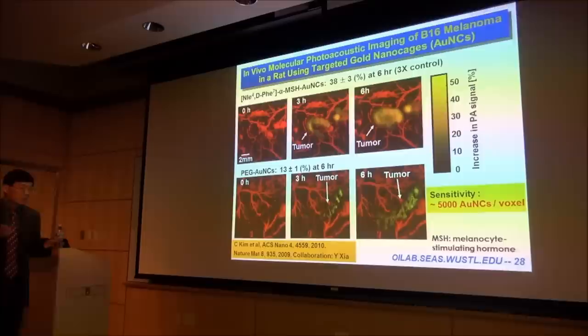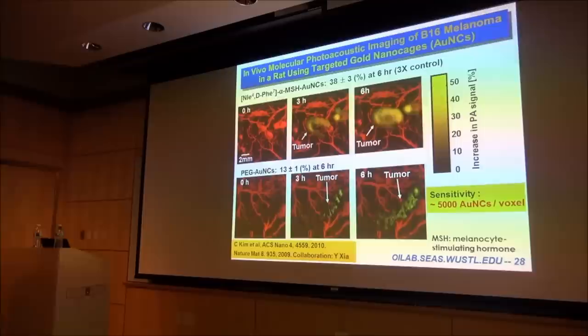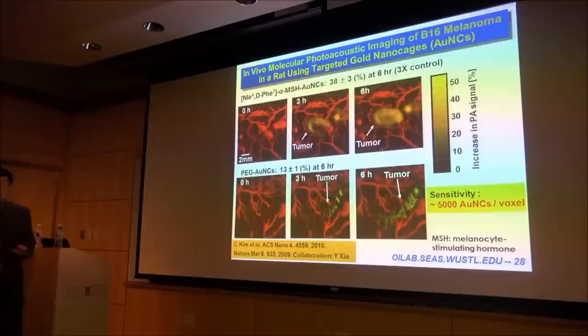Photoacoustics images anything that absorbs light. That includes nanoparticles, organic dyes, or even proteins. Fluorescent proteins absorb as well. So let me just use one slide to give you a flavor of what we can do. This shows a set of images acquired using gold nanocages as the contrast agent. The bottom row shows just the bare nanocages. The top row shows the nanocages modified to target MSH receptors. These are hallmarks of melanoma. You can see a threefold enhancement in contrast by using the targeted ones.